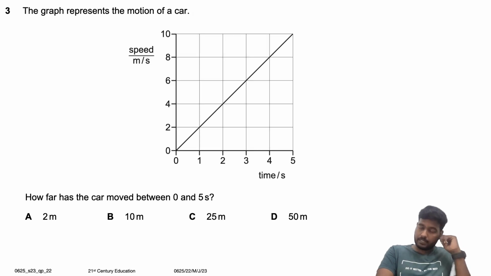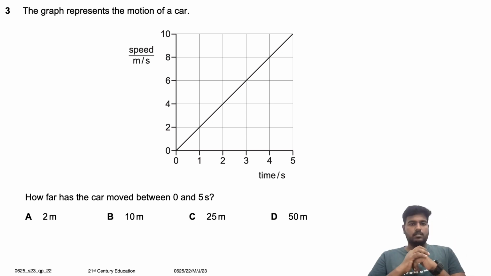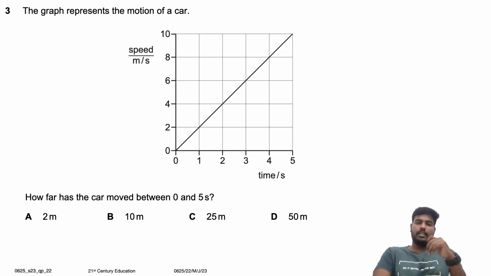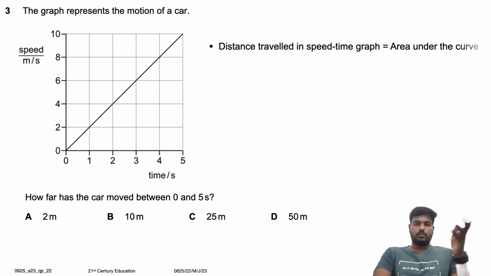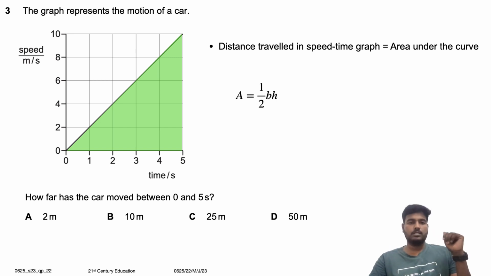The graph represents the motion of a car. How far did the car move between 0 and 5 seconds? Given is a speed versus time graph. In a speed versus time graph, the distance moved is just the area under the curve. So we have to find this area. This is a triangle, so half base times height will work. Base is 5 seconds and the height is 10 meters per second, so 25 meters.